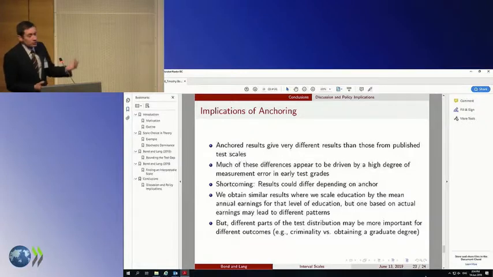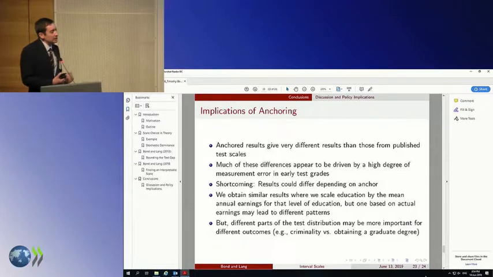The shortcoming, if you call it a shortcoming, is that the results are going to depend on the anchor. So if instead of using future schooling, we had used future wages, we could have gotten something different. We tried using the predicted log wage conditional on education as an alternative measure. We found more or less the same thing. But you would expect that different anchors should give you different results, because different parts of the distribution of aptitude or achievement or skills will predict different outcomes in different ways. So you have to think about what society is trying to maximize in determining what the anchor possibly should be.